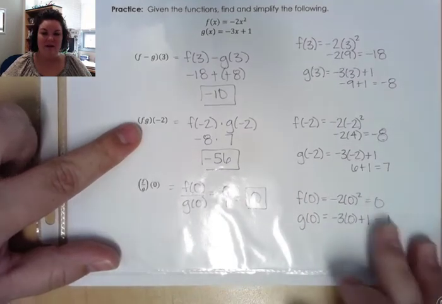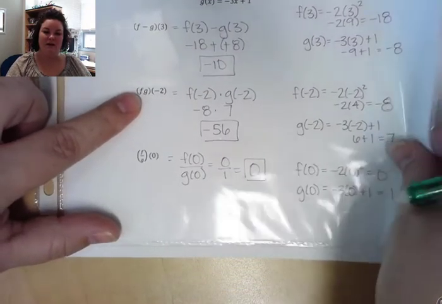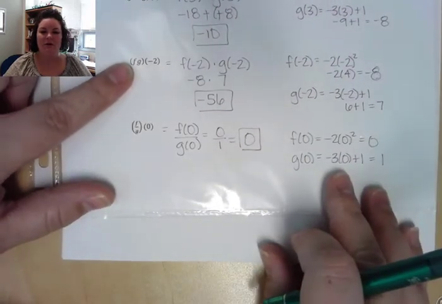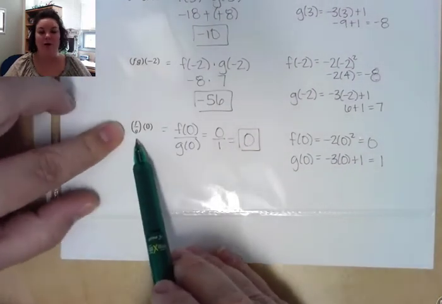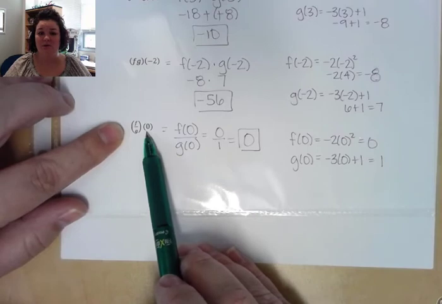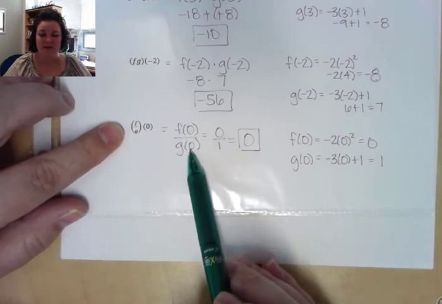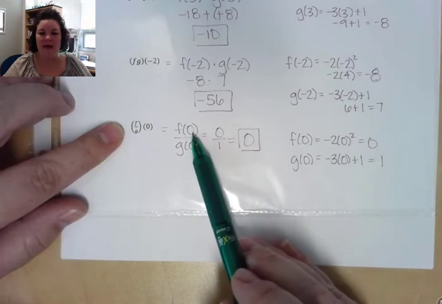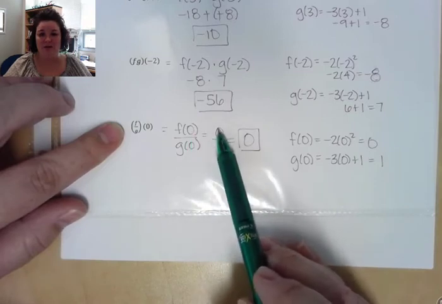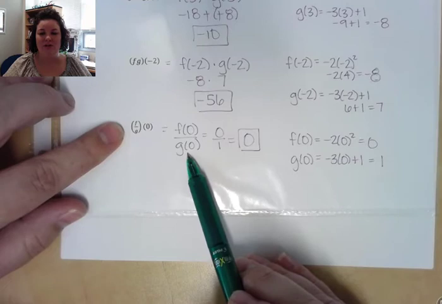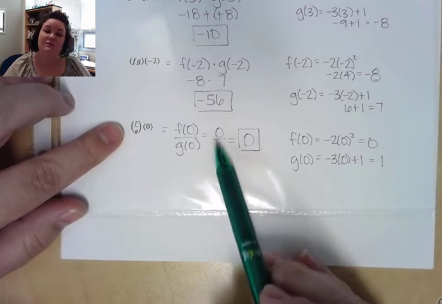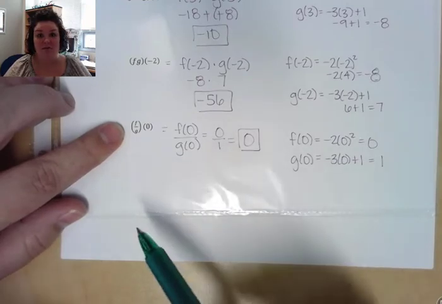Okay. And then on the last one, we're evaluating, let's see if I can move it up so there's not a glare, we're evaluating f over g evaluated at 0. So that means I'm doing f of 0 on top, g of 0 on bottom. Okay. When I plug 0 into my f function, it equals 0. When I plug 0 into my g function, I get 1, and 0 divided by anything is 0, right?